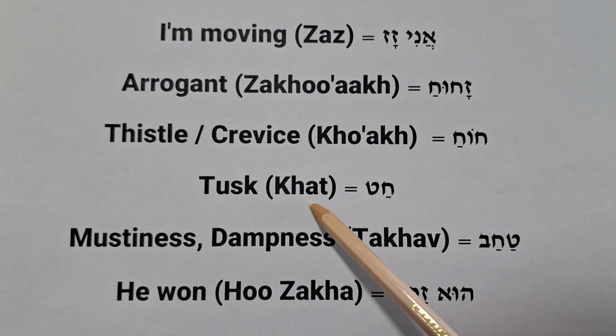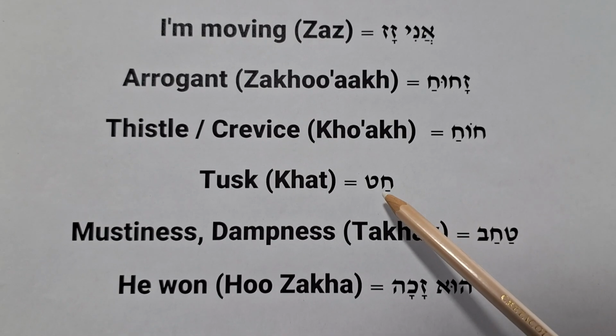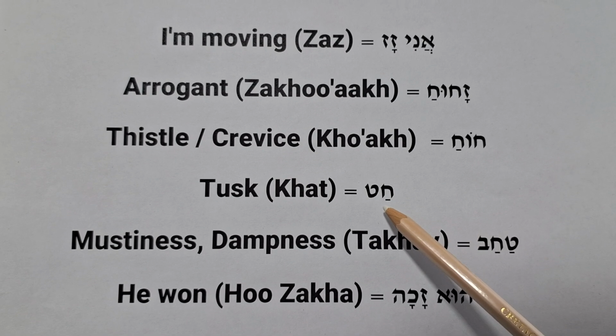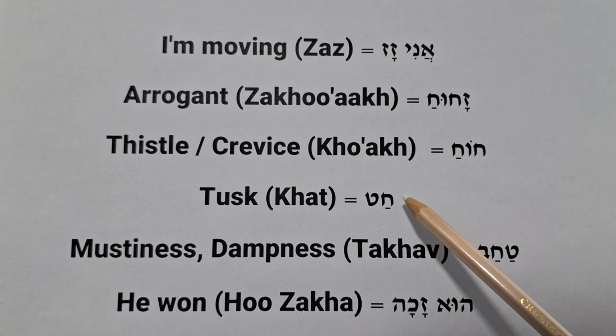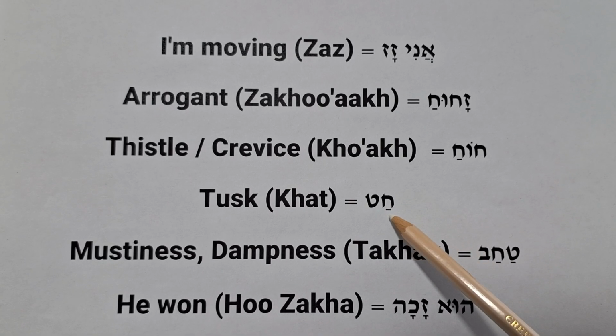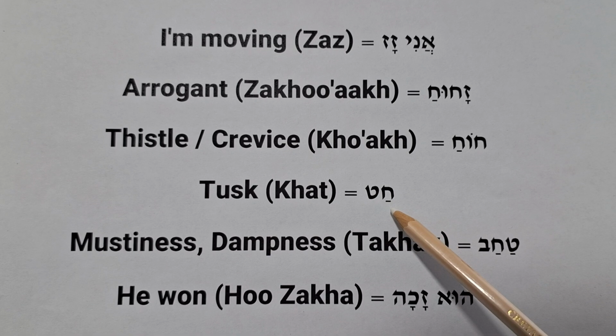So tusk in Hebrew is Khat. One is Khat. Plural is Chitim or Chatim. But for now, we want to master the alphabet. So this is Chet, and this is Tet. Khat.